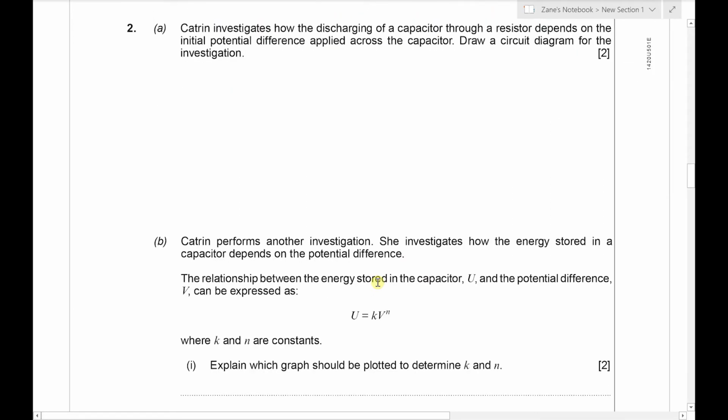For question 2 rather, Katrin investigates how the discharging of a capacitor through a resistor depends on the initial potential difference applied across the resistor. And we've got to draw a circuit diagram for that investigation.